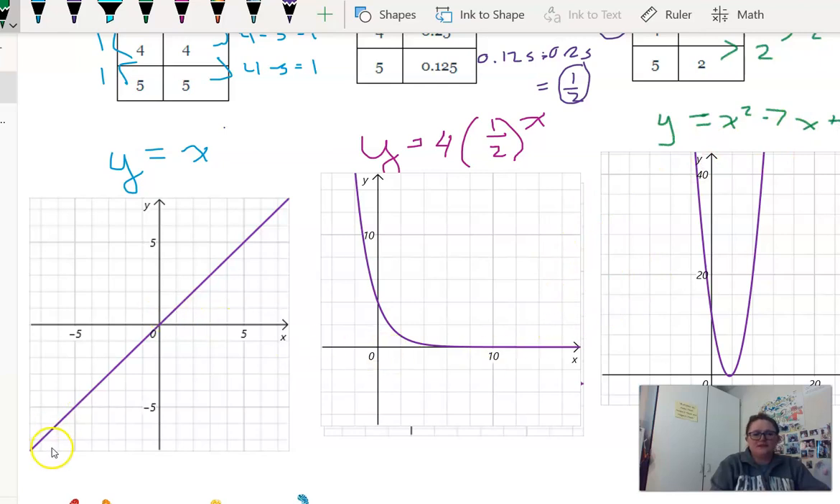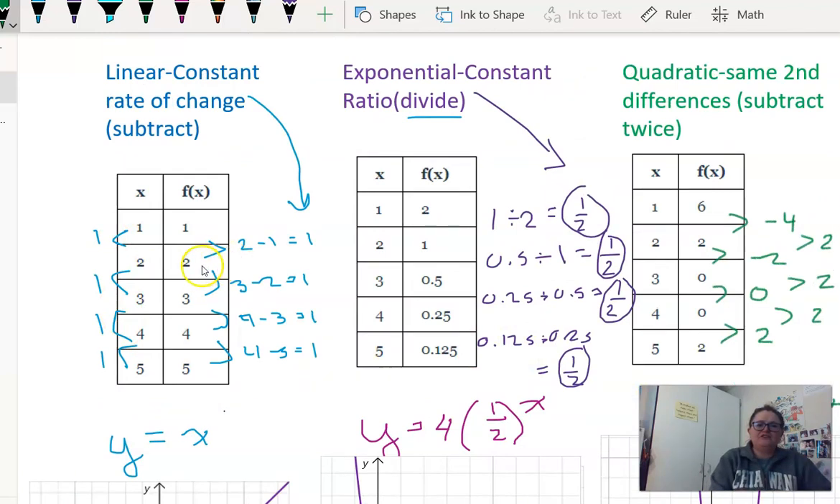So linear makes a line, exponential makes a curve, and quadratic makes a U, or if it was a negative, it would be a mountain shape. And again, linear, you're going to subtract, and if every time you subtract you get the same number, then it's linear. If you divide and get the same number, it's exponential, and if neither of those two things happen, but it's still a function, it's quadratic.